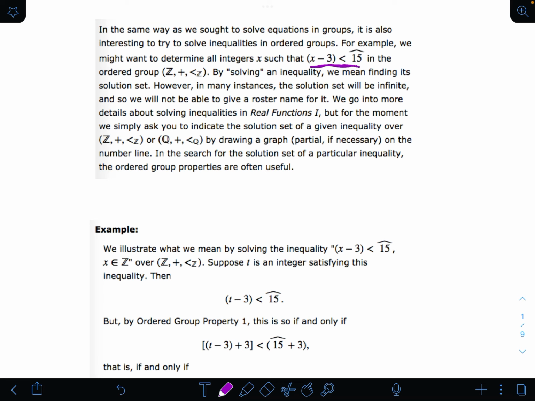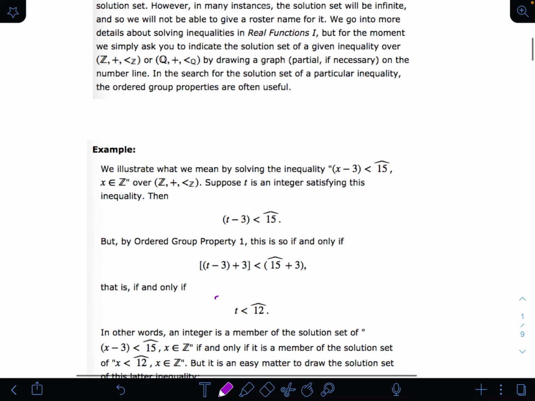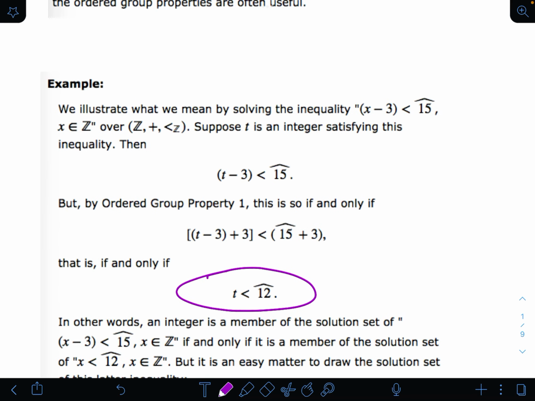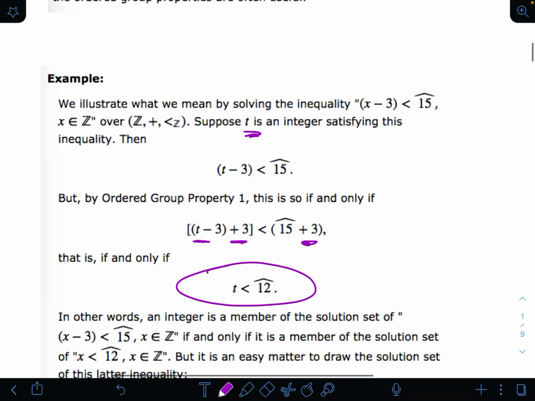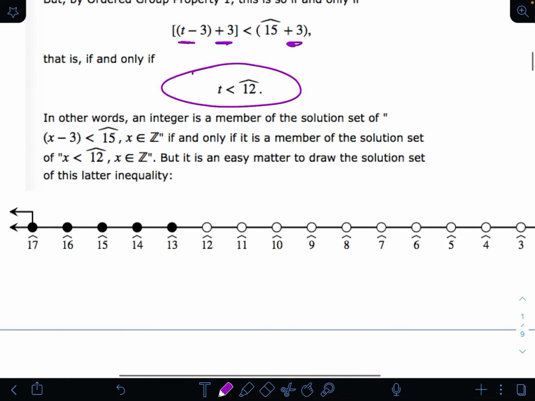So we have an inequality such as x minus 3 is less than negative 15. The solution set is going to also be some inequality. In this case they used t, but that was fine. Just stick with x. Add 3 to both sides, because we take advantage of monotonicity, and this inequality is still going to hold. We'll have t is less than negative 12.